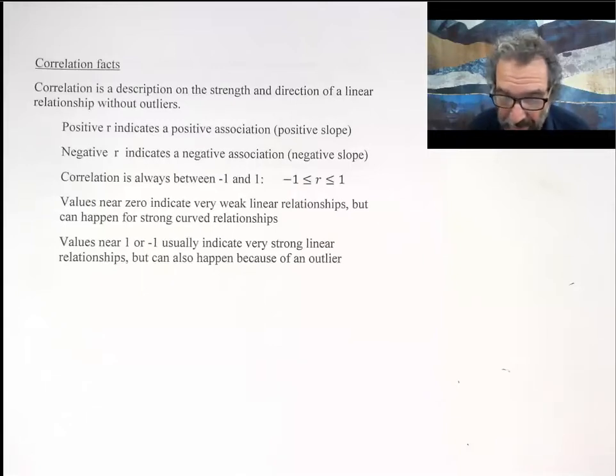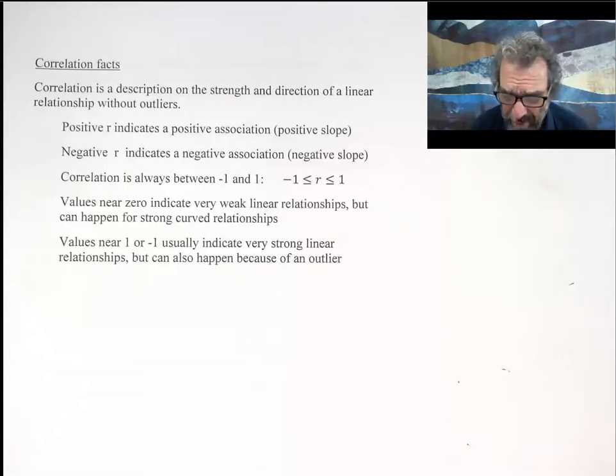Correlation is always between -1 and 1. We'll see later that squaring the correlation coefficient gives you a number which can be interpreted as the percent of the variation in Y that's explained by a line that goes the direction of the data. But right now we'll just say correlation is always between -1 and 1. Values near 0 indicate very weak linear relationships.